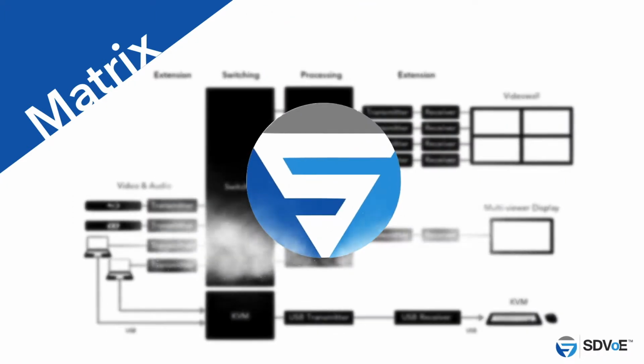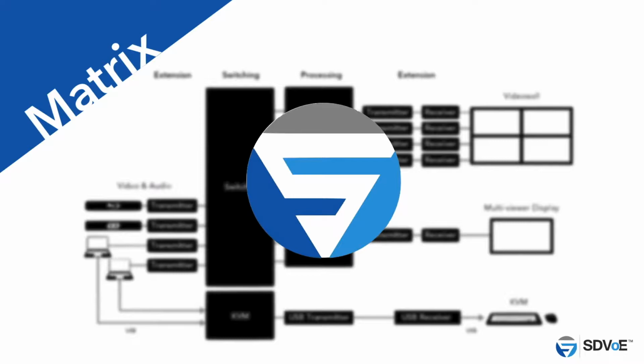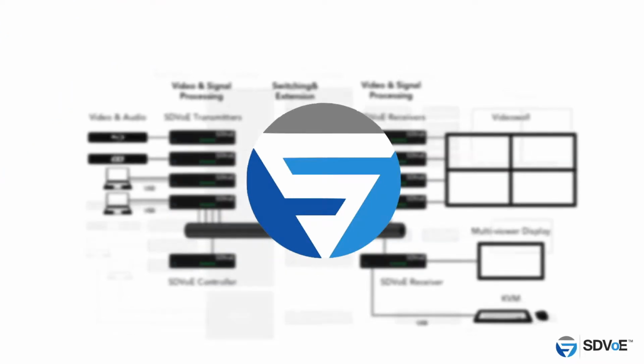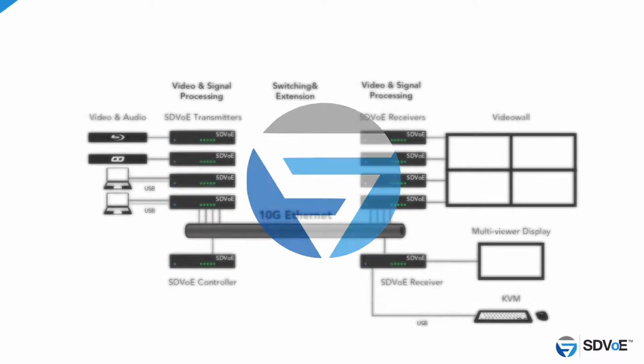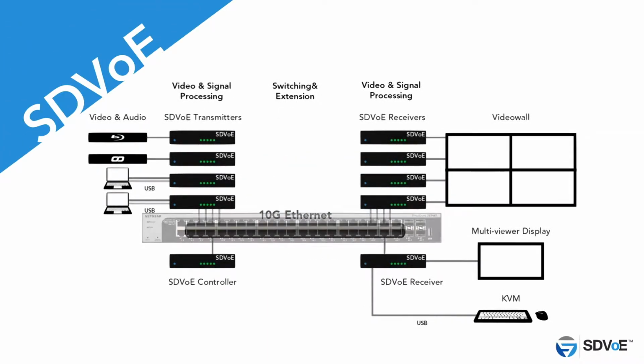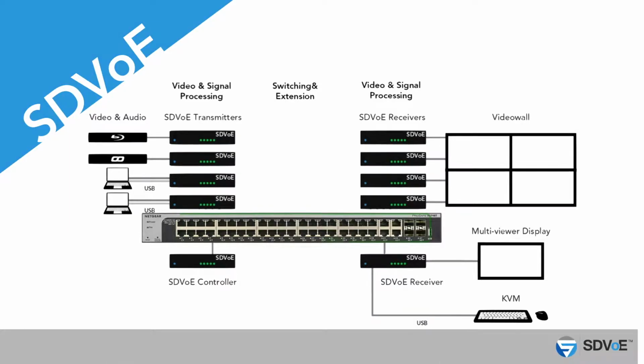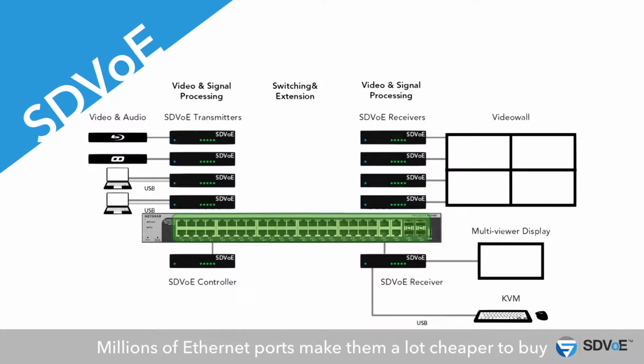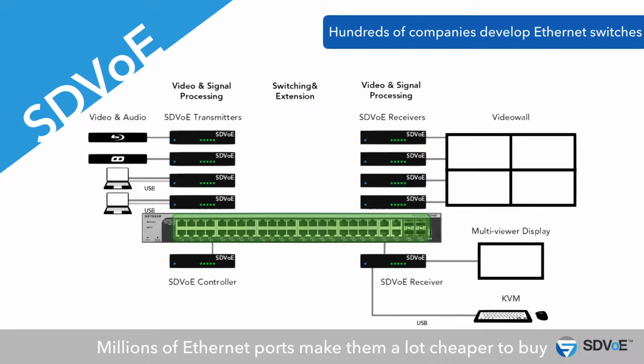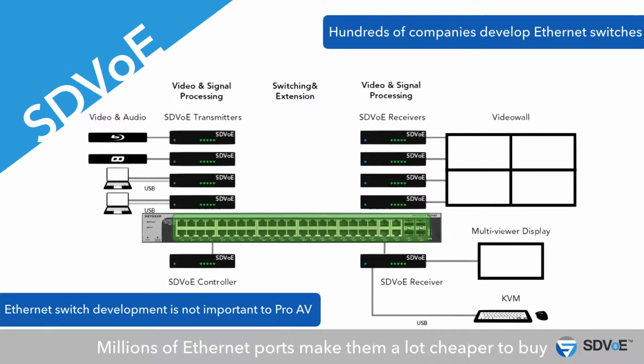So, how does SDVoE make all of this less complicated? Let's begin by swapping out the matrix switch for an Ethernet switch. Like matrix switches, Ethernet switches also need research and development, but unlike the thousands of matrix switch ports available, there are tens of millions of Ethernet ports available to us, and that makes them an awful lot cheaper to buy. There are also a huge amount of companies developing Ethernet switches, so in Pro AV, we don't need to worry about them too much, allowing us to focus on the sender and receiver units which use SDVoE technology.